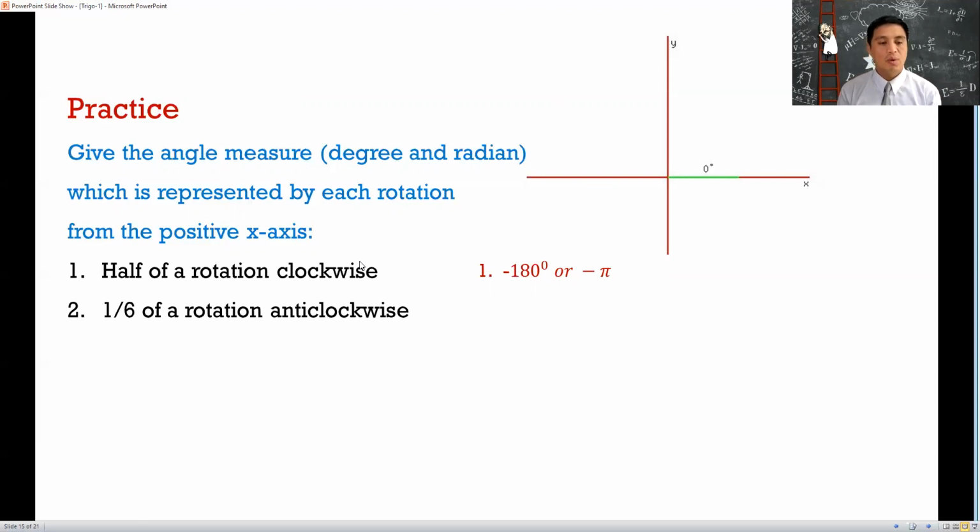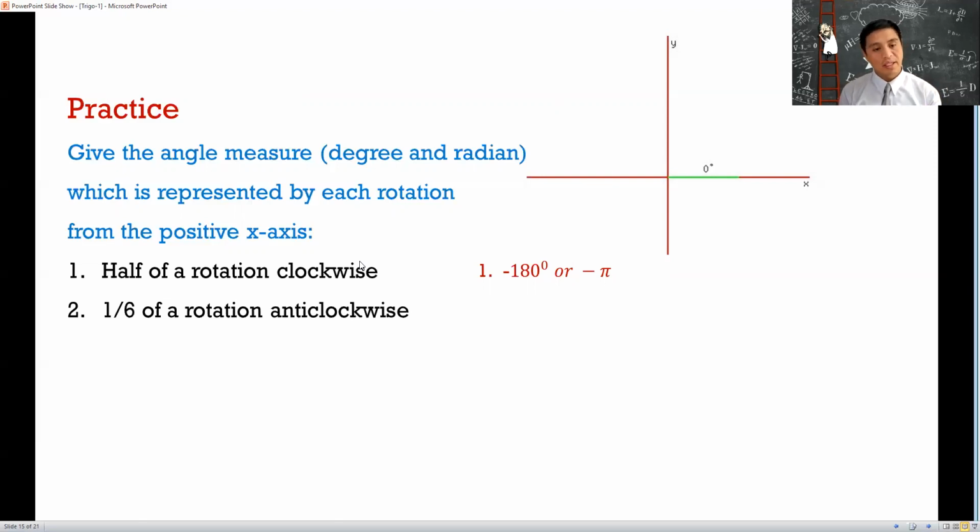Next, how much is 1/6 of a rotation anti-clockwise? So it is anti-clockwise, the opposite of the direction of the clock, so the angle will be positive. Okay, we will give a positive answer here. And how much is 1/6 of a rotation?